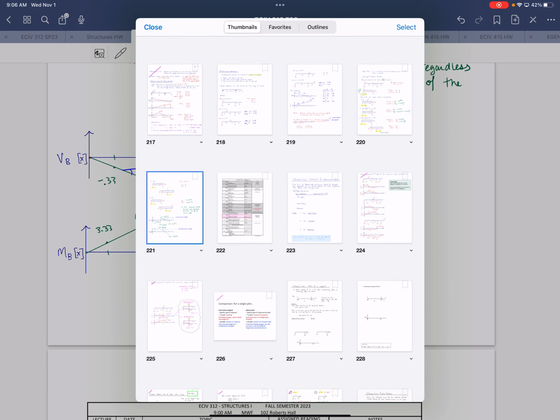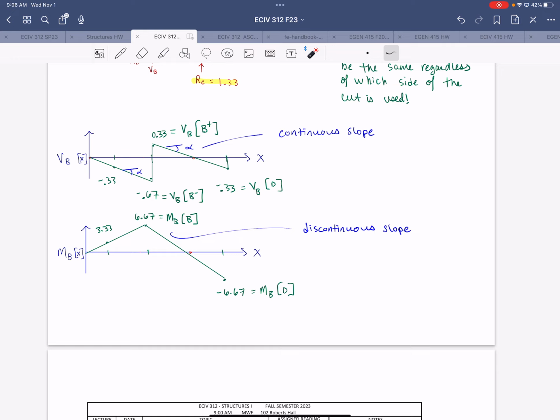And so now we're going to show you how to identify the important locations to place a unit load when developing influence lines. Because so far we've been talking about this in the context of, okay, we have a unit load on the beam, right?